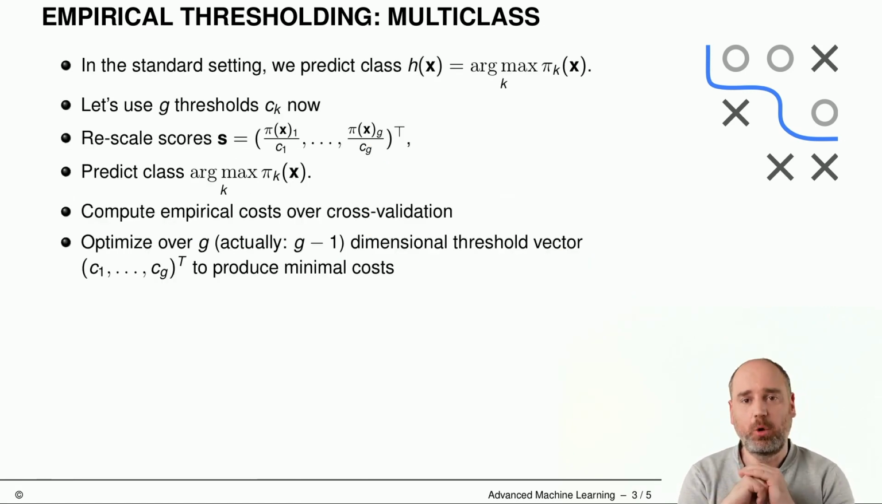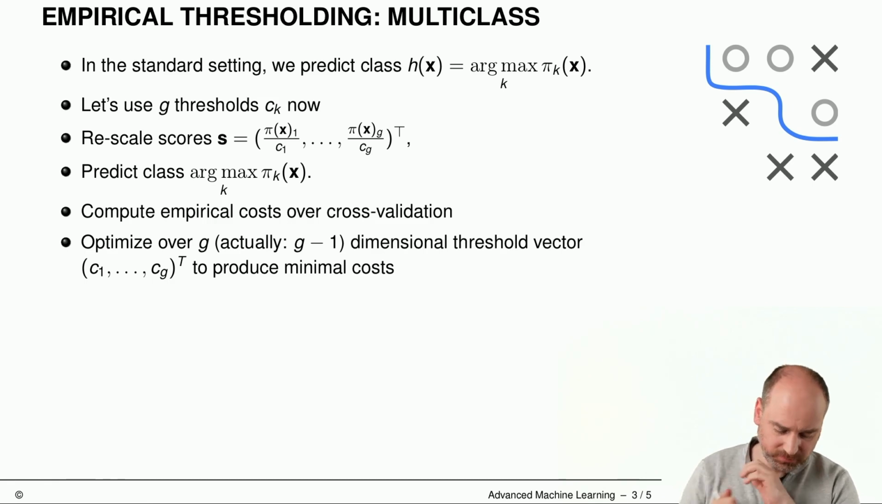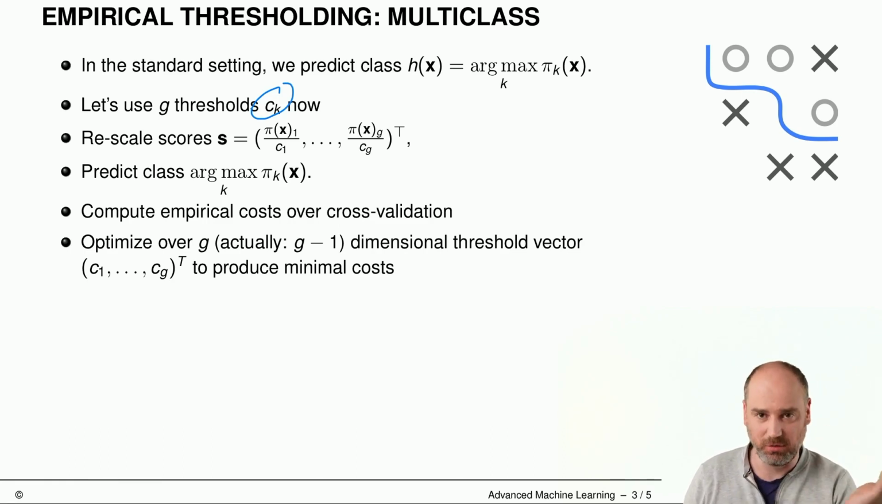Okay, can we also do this in multi-class settings? The answer is yes, this does work. It's maybe not so obvious now what a threshold actually is, because there are more than 2 classes that we have to compare. So I guess we also now need multiple thresholds. And there's a very simple trick we can use. We can say that we have G thresholds. I will call them CK. So C1, C2 until CG.